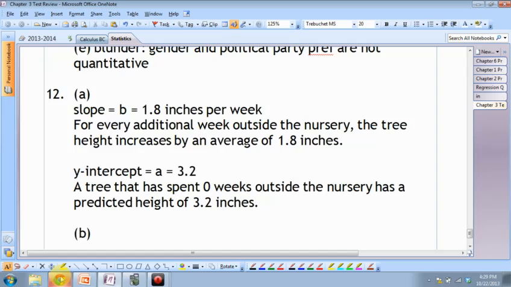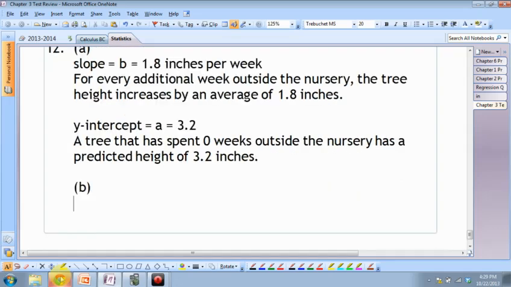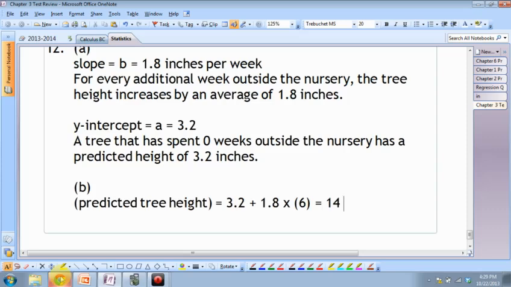B. Estimate the height of a tree that has been out of the nursery for 6 weeks. Done. Predicted tree height is equal to 3.2 plus 1.8 times 6 weeks, 14.